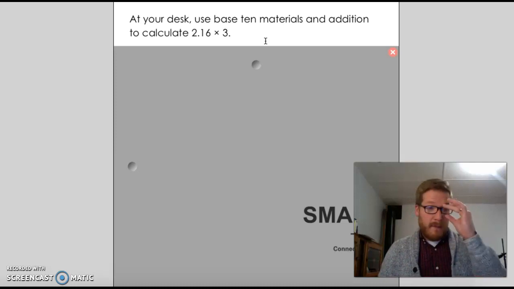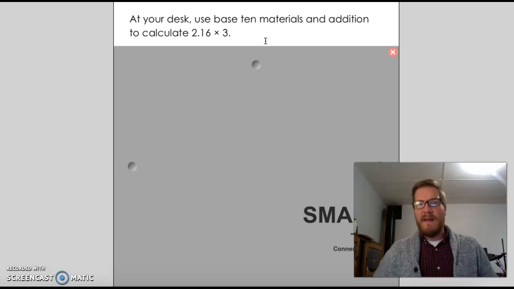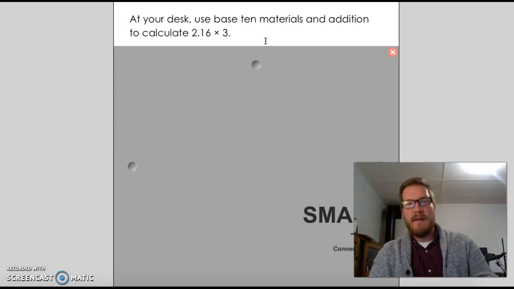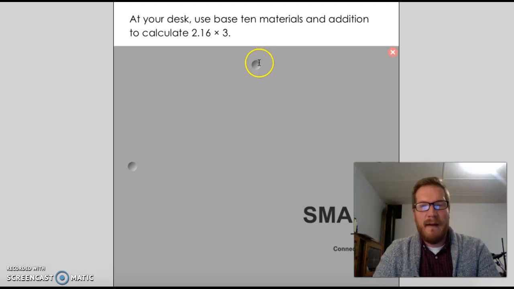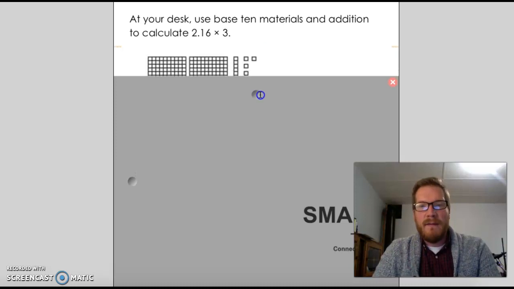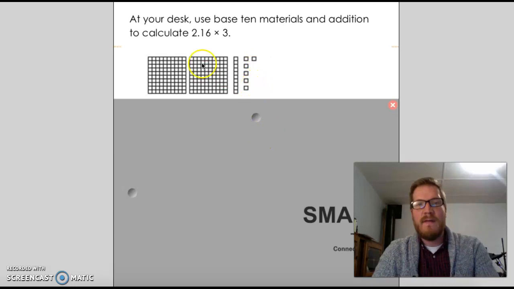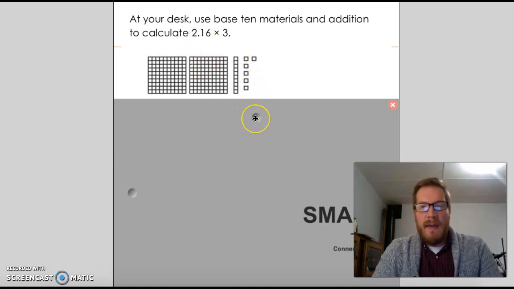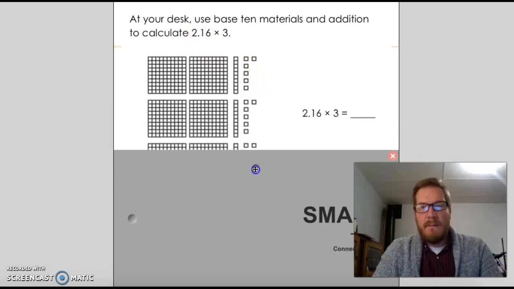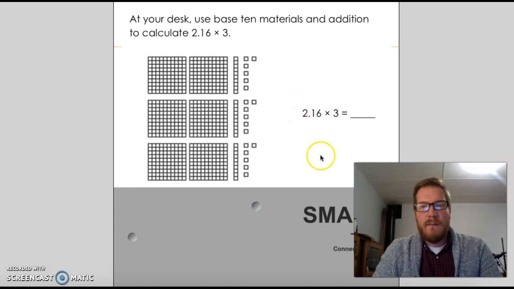Now the second thing here says at your desk use base 10 materials and addition to calculate 2.16 times 3. So this is 2.16. We have 2 ones. Then we have the 1/10 and then the 6 hundredths for that. And when we do that modeling, right, this is the model.